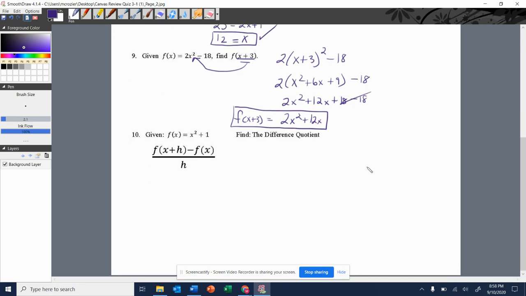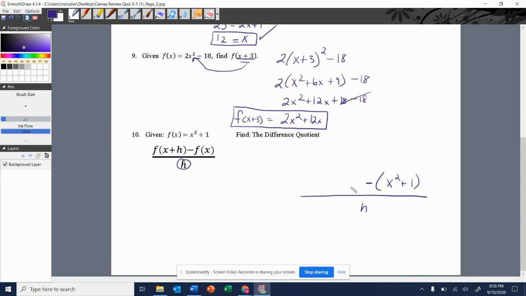All right, difference quotient. One of the longest problems on the test, but it's really not that difficult. It just has 3 separate parts. It has an h at the bottom, so I'm going to put an h at the bottom. It has a minus sign, and it's minusing f of x, and we know what f of x is. F of x is x squared plus 1.